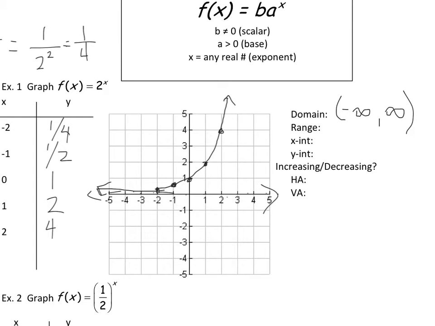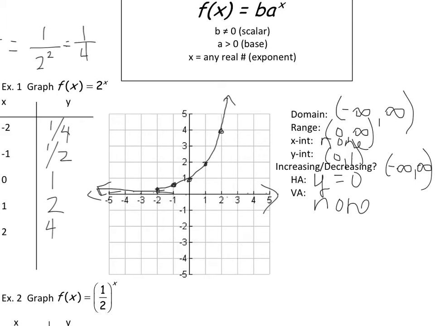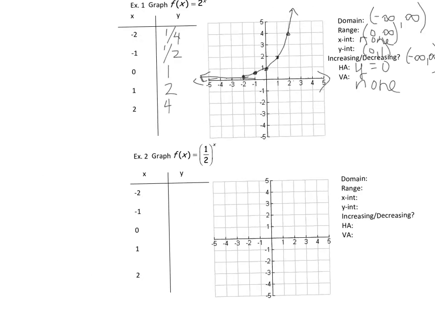If we look at the range of this, going from down to up, our range would be 0, not including 0, to infinity. X-intercept, we don't have any. Y-intercept, as we talked about, is (0, 1). It is increasing for the whole graph, so increasing on the interval of -infinity to infinity. Horizontal asymptote at y equals 0, and no vertical asymptote. We'll talk more about why the vertical asymptote will come into play when we get into logarithms.